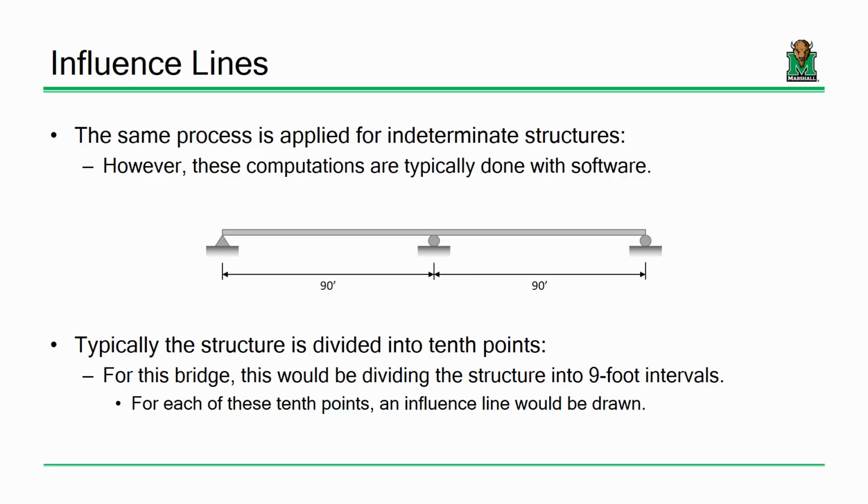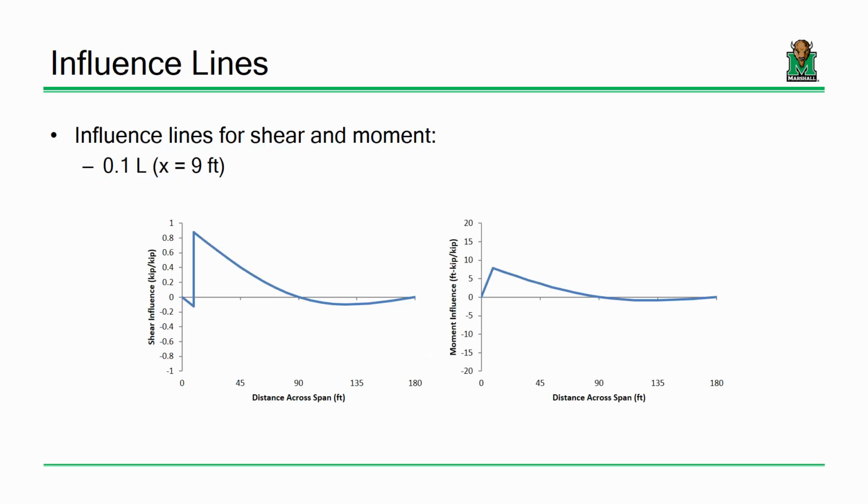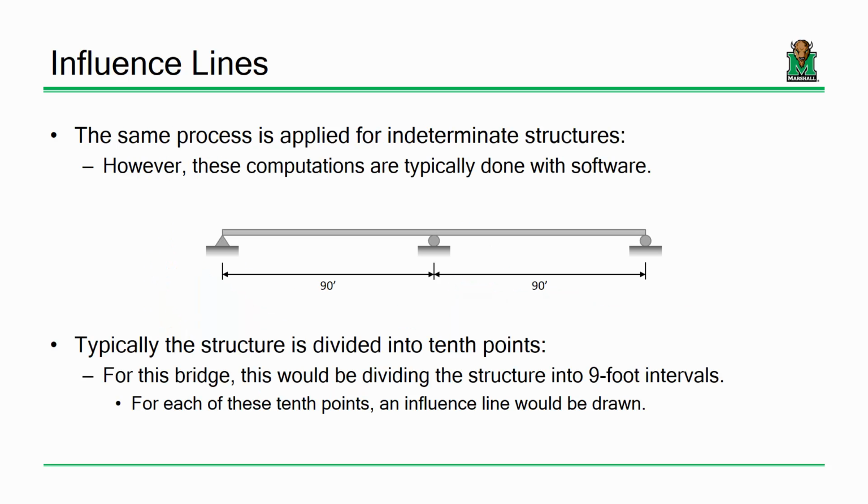So what we do as bridge engineers is it's very common to split a span into 10th points. So, for instance, if I've got this two 90-foot span, continuous span bridge, like example 1, I'm going to take this bridge and divide it into 10th points. So I'll draw an influence line at x equals 9 feet, x equals 18, x equals 27, x equals 36, so on and so forth. And then I'll use those to generate my moment and shear envelopes. Make sense? Okay.